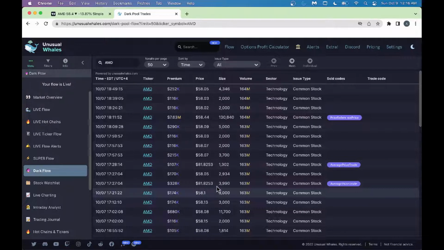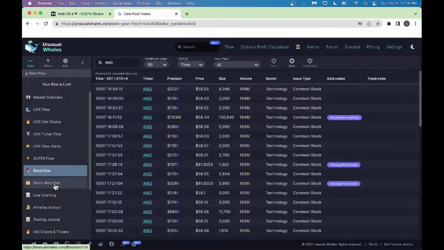That's one of the reasons Unusual Whales will not tag this as bullish or bearish. Instead, they will just give you the dark pool data, and you have to make sense out of it by scanning through it, by looking at the price and the current price and the size. You have to make your own assumption, and also look at the chart.